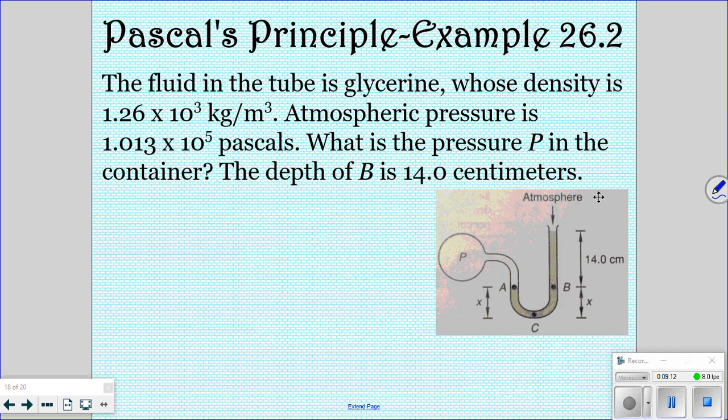Okay, so let's look at another example. The fluid in the tube is glycyrrhizin, I think is how you say that. Whose density is 1.26 times 10 to the third. The pressure is 1.013 times 10 to the fifth. What is the pressure P in the container? And the depth of B is 14. Alright, so for this one, we are wanting to find what is the pressure P in our container. So what is the pressure here?